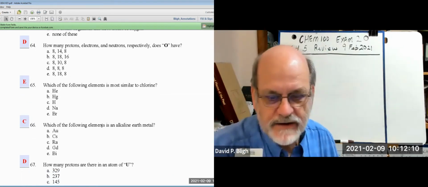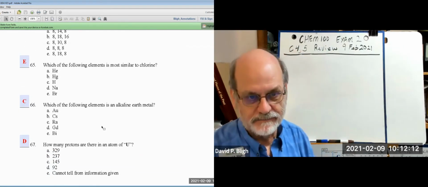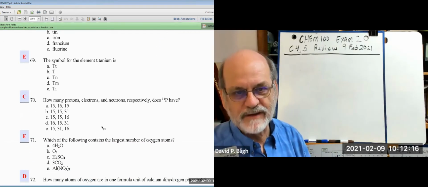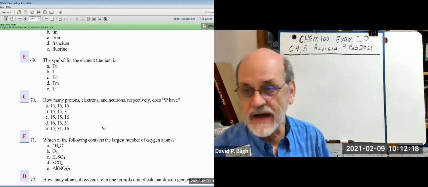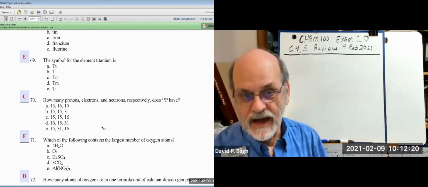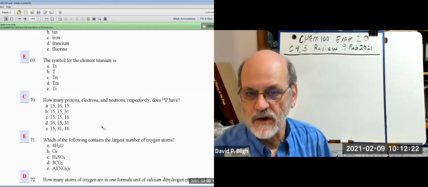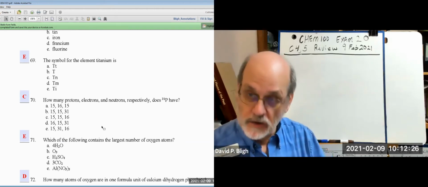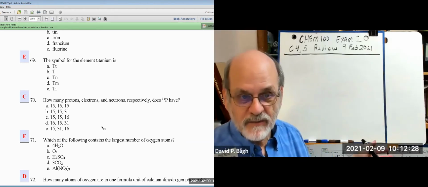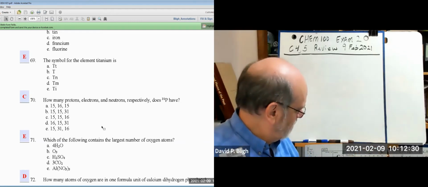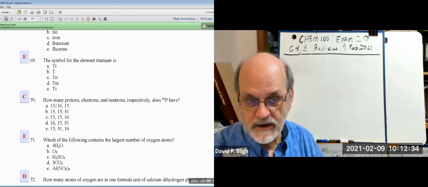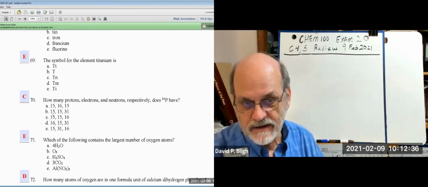Let's see. Okay, now let's skip over to 70. How about this one? This one is actually easier than the earlier one. How many protons, electrons, neutrons does 31P have? So you just look at your periodic table. You find that P has 15 atomic number, which is 15 protons. So it'll be A, B, or C.